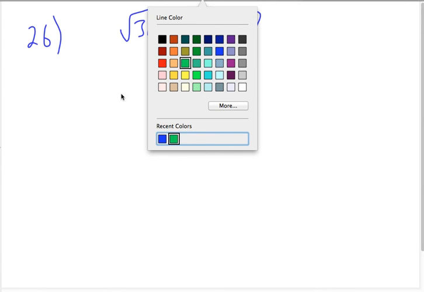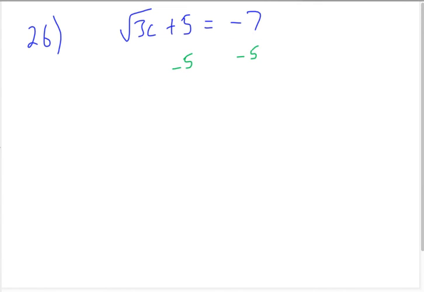26. Solve the radical equation root 3c plus 5 equals negative 7. First, we can isolate the root by subtracting 5 from both sides, whoa. So if we subtract 5 from both sides, bam, bam, we will get root 3c equals negative 12. Right away I can tell that this is going to be no solution because the positive square root, which is what this is saying, can't be a negative number.